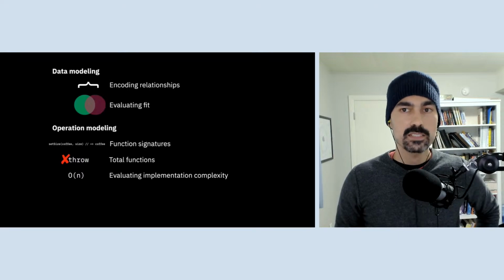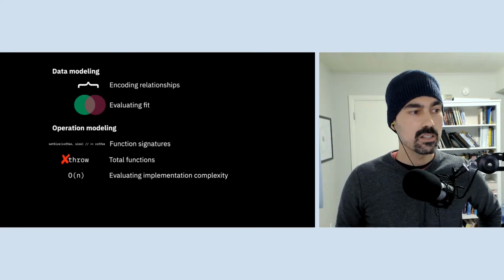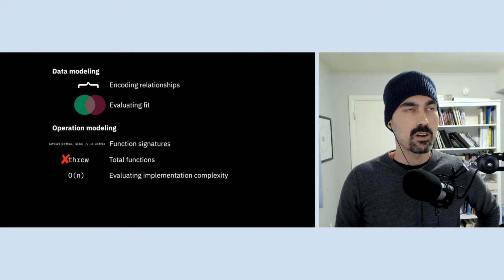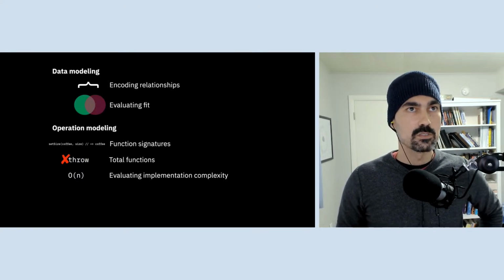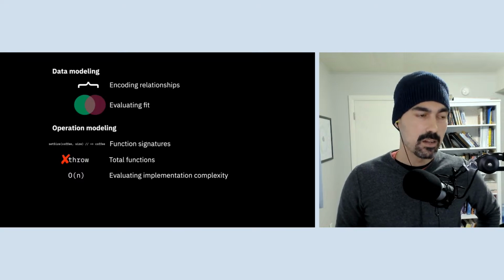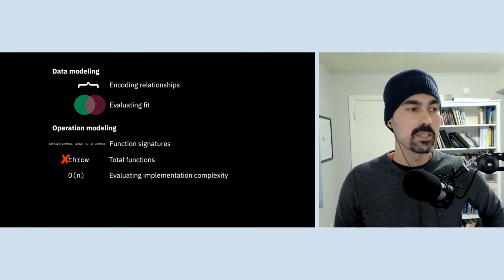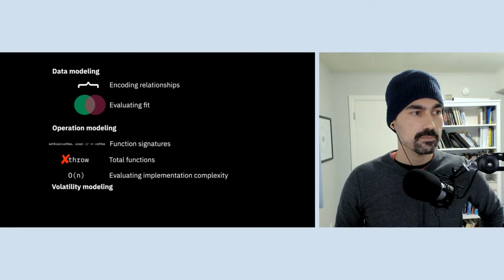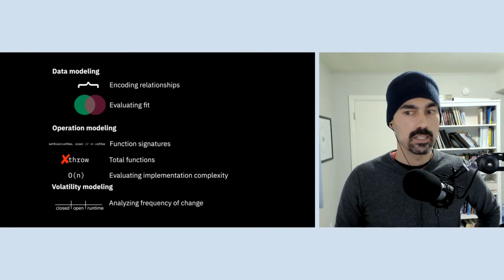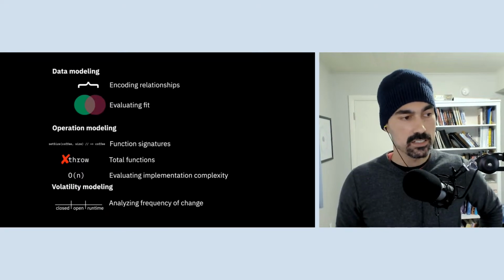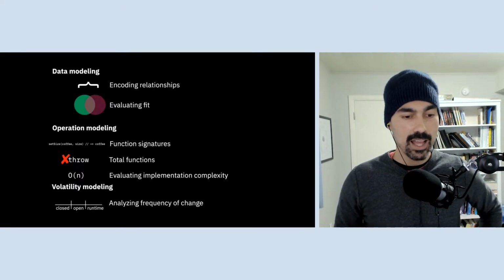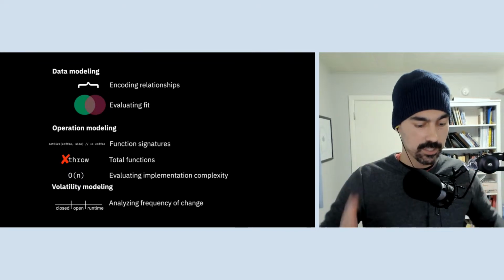The implementation complexity is not just big O of N. It's also how hard it is to implement. How complicated is the code to write and understand. But also it has to run on a computer, so that might be important as well. And then volatility modeling, we're going to bucket our changes that we can predict onto these things. We're making bets. This is going to change never. This is going to change frequently. And that will help us figure out what we're going to use to implement it with.